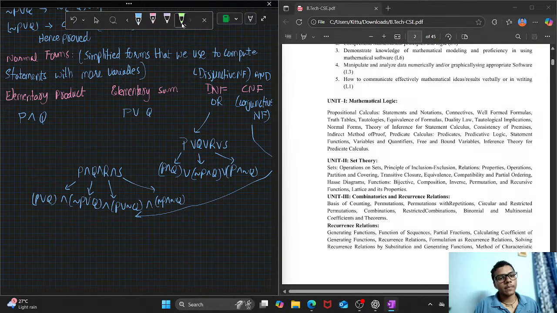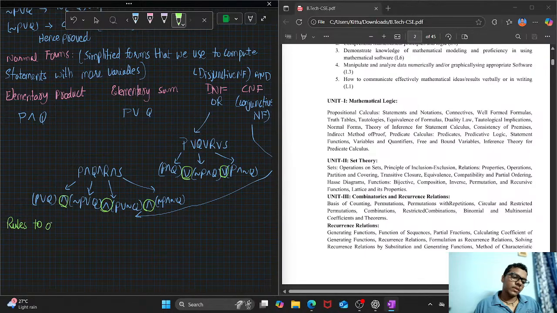So basically what I'm trying to say here is that for DNF, they are connected by a disjunction. What is disjunction? It's an OR. If you connect them by a disjunction, it's DNF. And if you connect them by a conjunction, it is CNF. It's as simple as that. So now there are rules to obtain DNF and CNF.